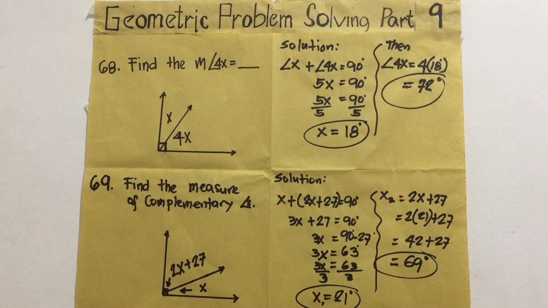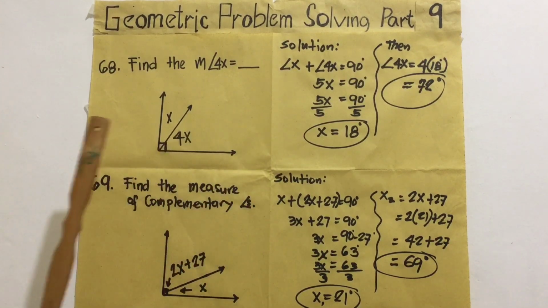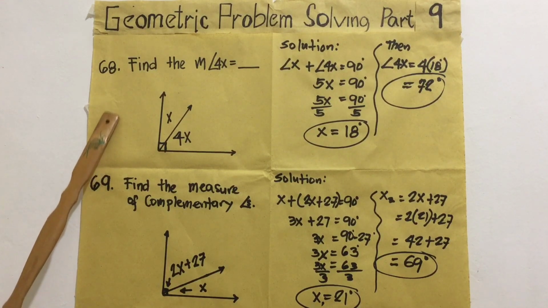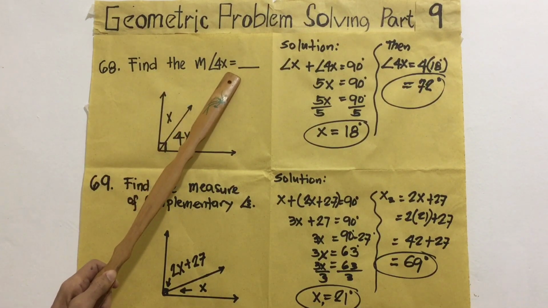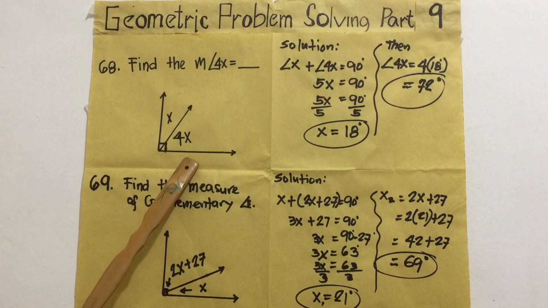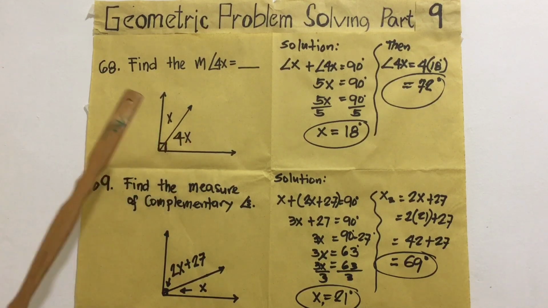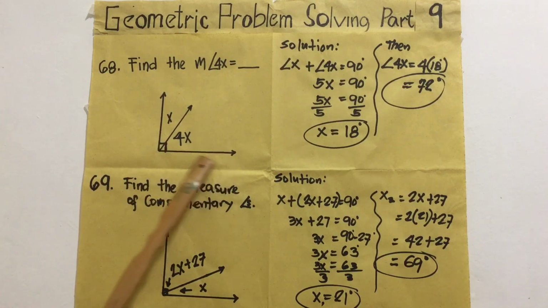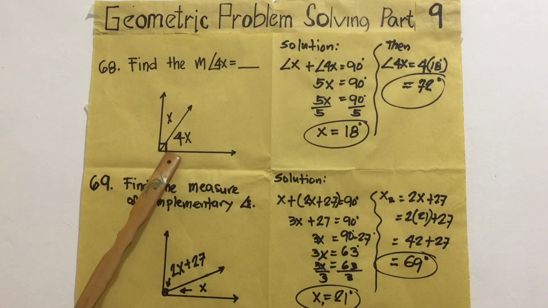Hello everyone, we are now in part 9 of our geometric problem solving. Number 68, find the measure of angle 4x. So in the given figure, we have here 4x and x. Before we can find 4x, we have to solve first the value of x. And the given angle, this box, is 90 degrees.